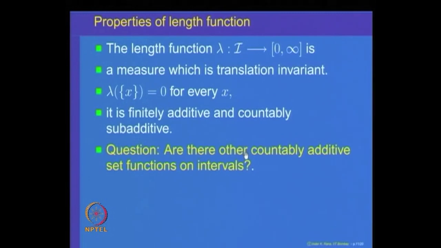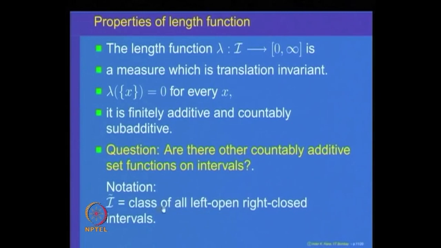So, to answer this question, let us make a notation. We will denote by I with an upper tilde, so there is a wave kind of sign, this symbol called calligraphy I, the collection of all left open, right closed intervals. This is calligraphy I, with the upper tilde.